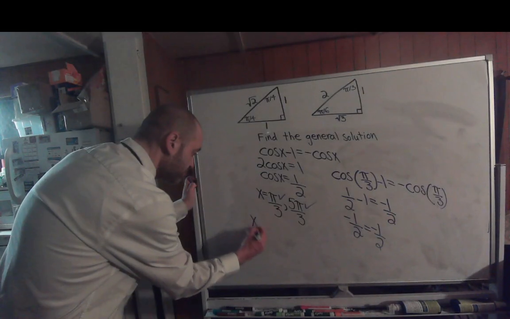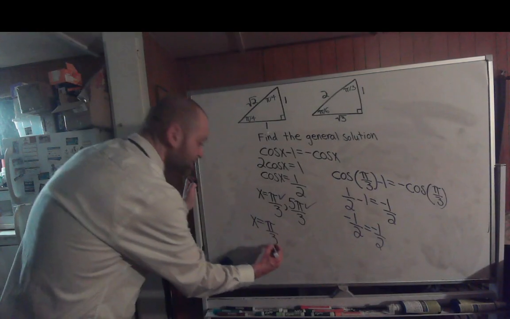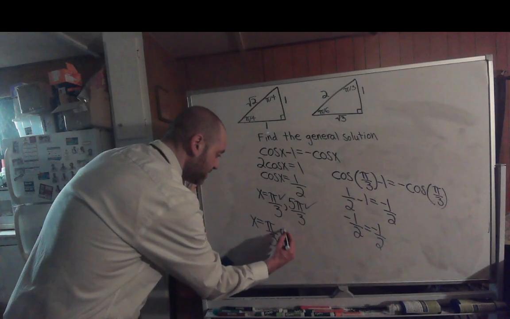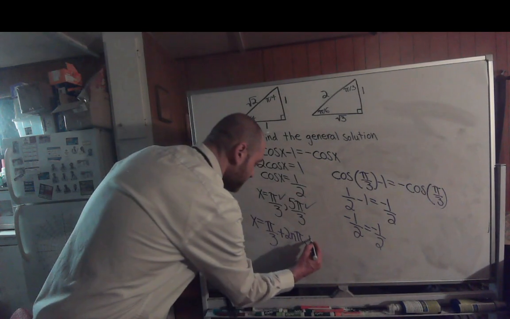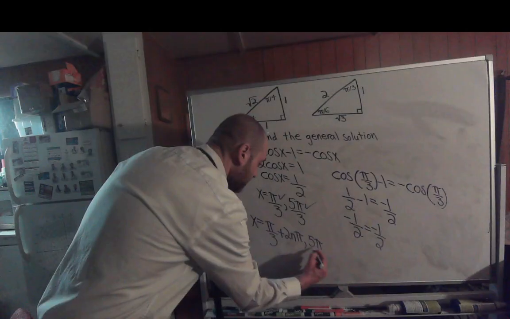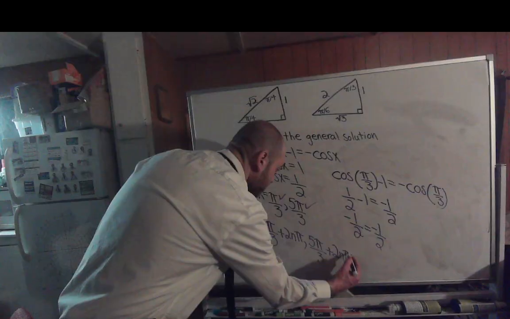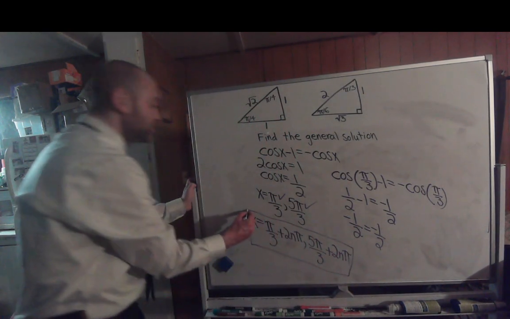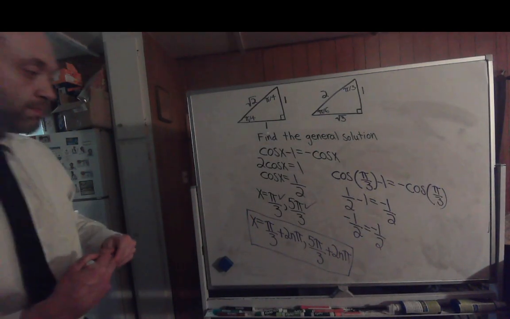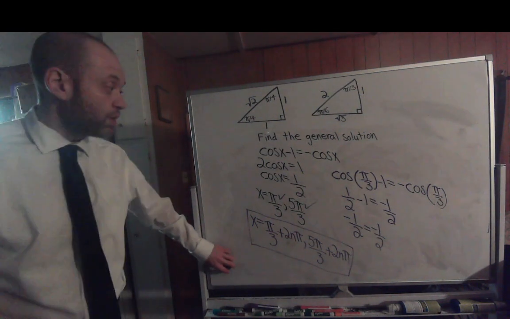So your general solutions will be x equals pi over 3, and since it's got a period of 2 pi, plus 2n pi, and then you'll also get 5 pi over 3 plus 2n pi. So those would be your 2 general solutions to this equation. And I just got one more, then we're done.